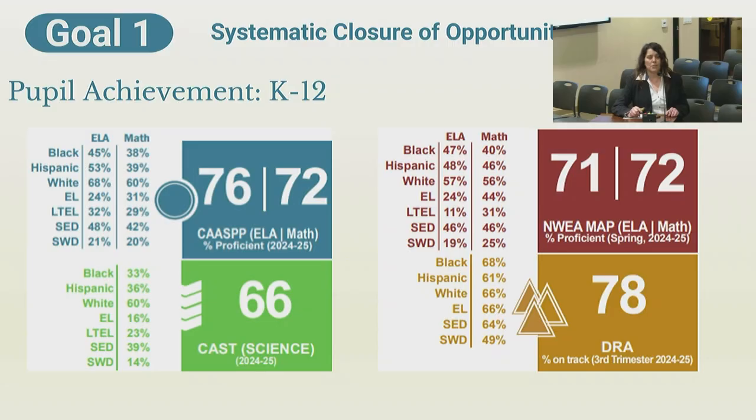And then the last metric on this page is for kindergarten through 2nd grade students. It is a reading foundational skills test that shows that 78% of our students demonstrate proficiency towards grade level reading.